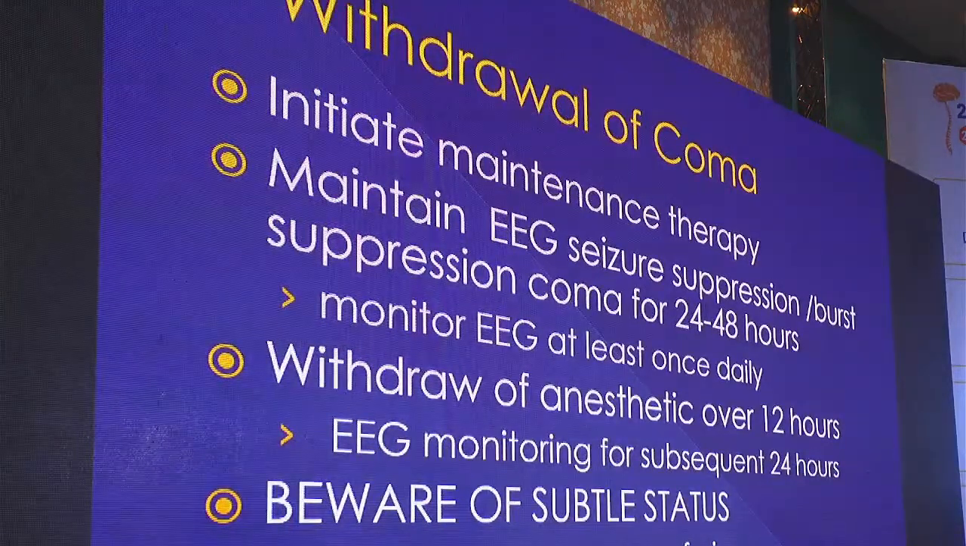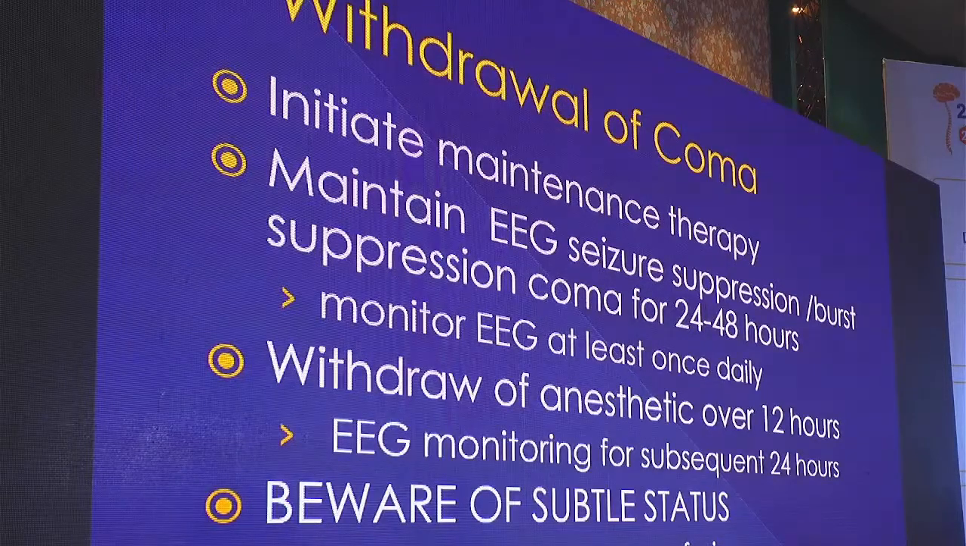And while that is happening, you've suppressed the patient with coma or sedated the patient, then how do we withdraw it? What we need to do is initiate maintenance therapy in good doses, while the EEG is being used, either with continuous EEG monitoring, or if that is not possible, then at least monitor the EEG once a day. If for 48 hours we have not had any seizures, we can try to withdraw the anesthetic agent. One has to do it gradually and not abruptly.